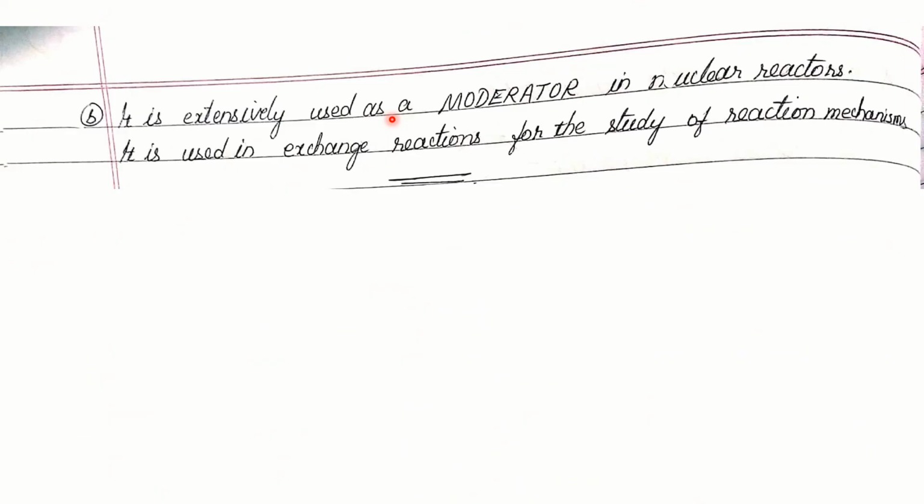It is extensively used as a moderator in nuclear reactors, since it slows down the fast-moving neutrons and thus helps in controlling nuclear reactions. You will study about this later, children. And then it is used in exchange reactions for the study of reaction mechanism. What do you mean by reaction mechanism? It tells you how a reaction proceeds, the pathways in which a reaction proceeds. So it can be used as a tracer compound to study the pathways in which a reaction may proceed. So these are all the uses of heavy water.